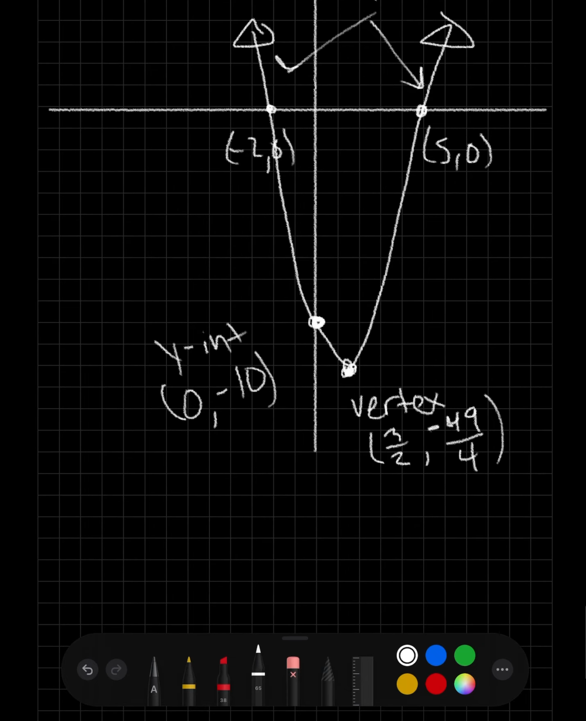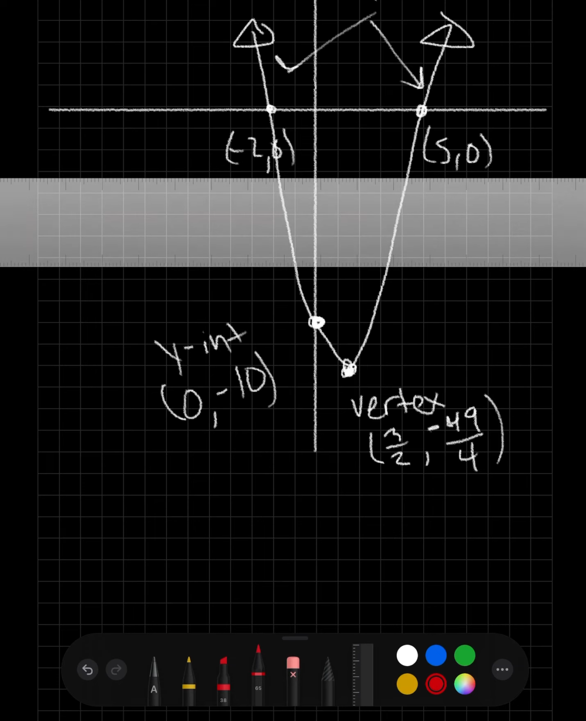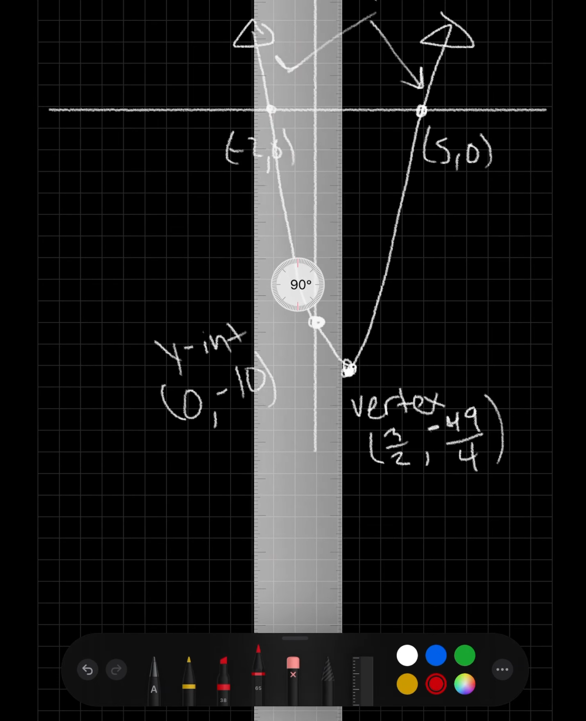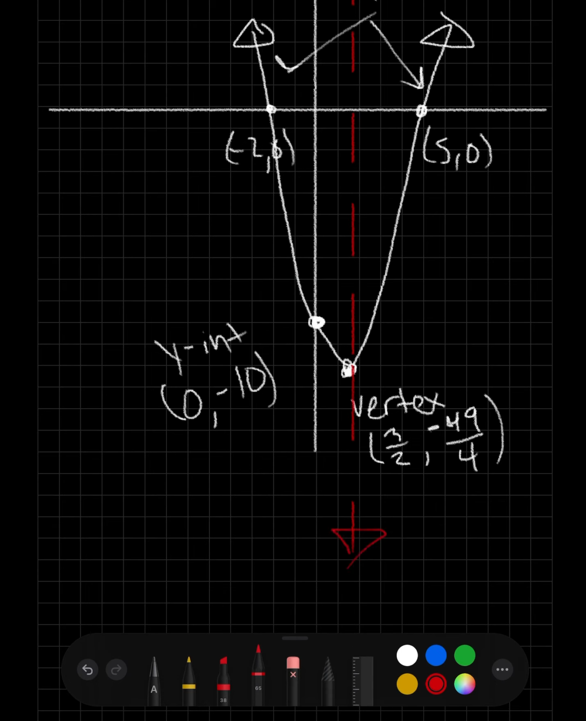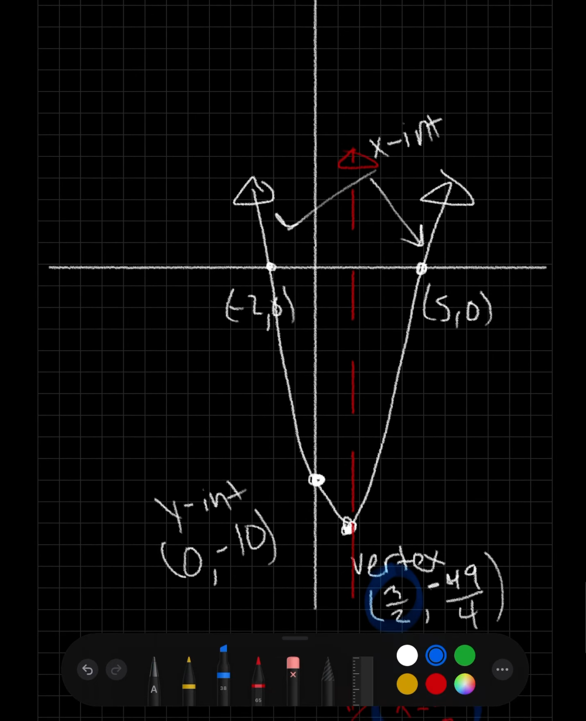Oh, I almost forgot our axis of symmetry. We know that that's the line that cuts us right in half, that goes through the vertex. I'm even going to do it in red, just for grins and giggles. So here's our axis of symmetry. And I do want you to label this as well with the equation. I want you to label this as x is equal to 3/2. It's not a coincidence that this and this are the same. The axis of symmetry will always cut right through the vertex. That's how it's always going to be. And this is our final graph.